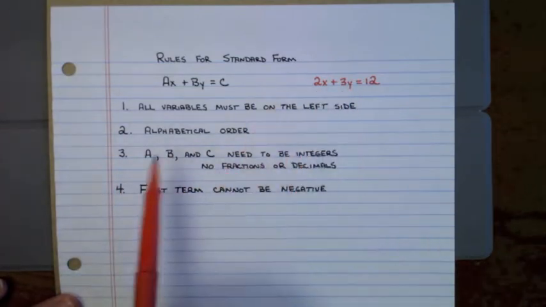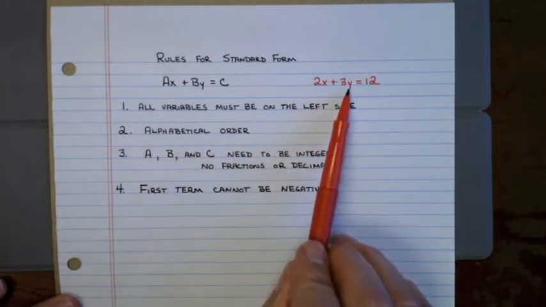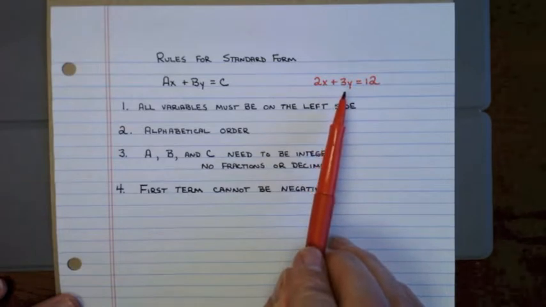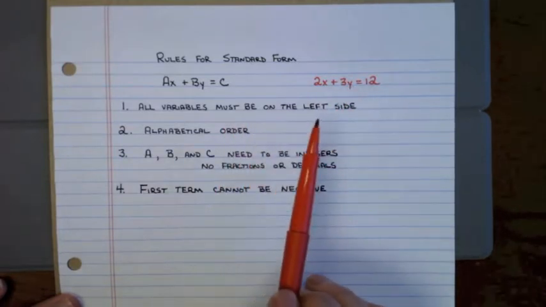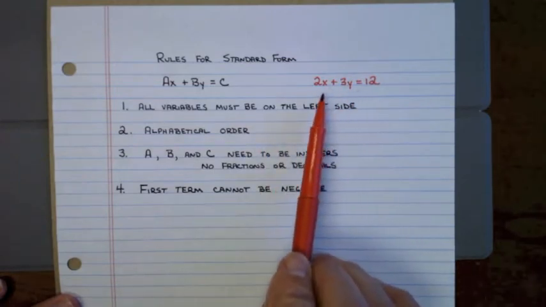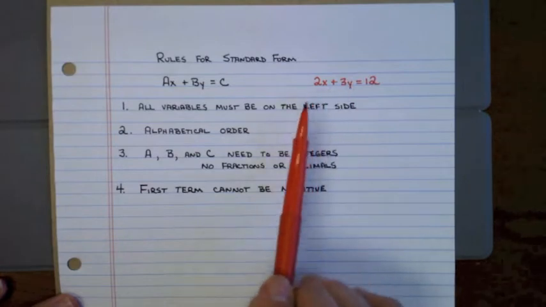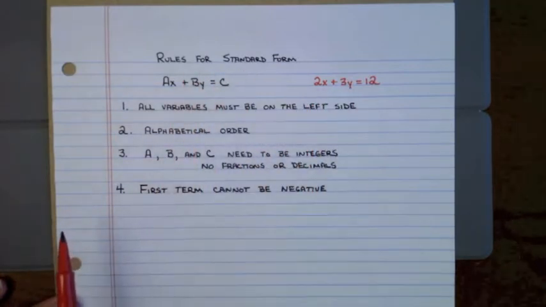These variables must be in alphabetical order. If it's got an x and a y, x comes before y in the alphabet. If it has a z, z would be next. A's come before b's, b's come before c's. It doesn't matter what letters you use. Always put it in alphabetical order. That's for anything in standard form.